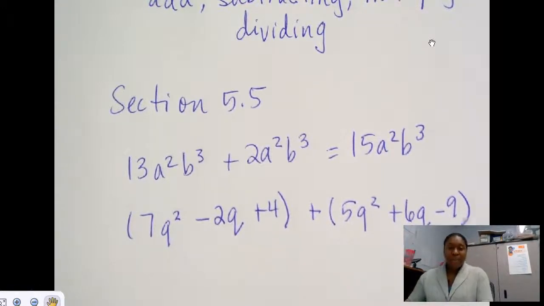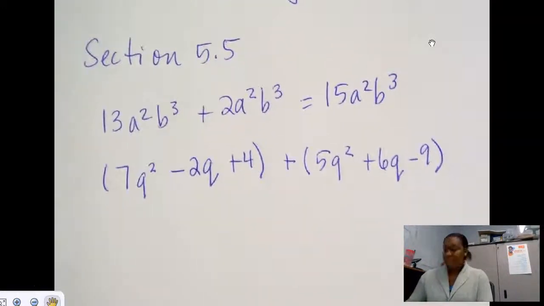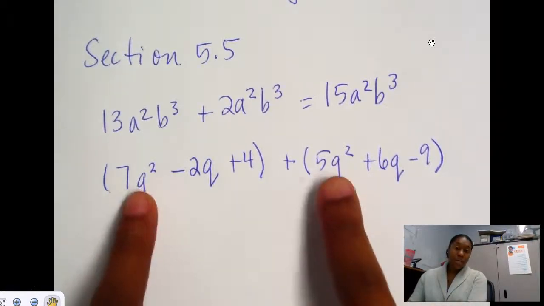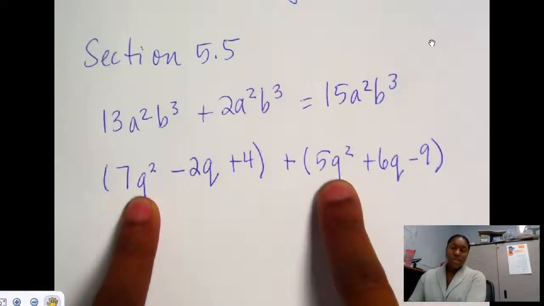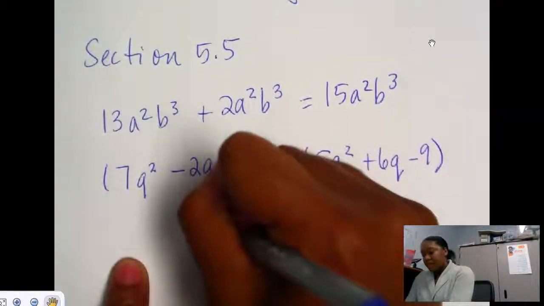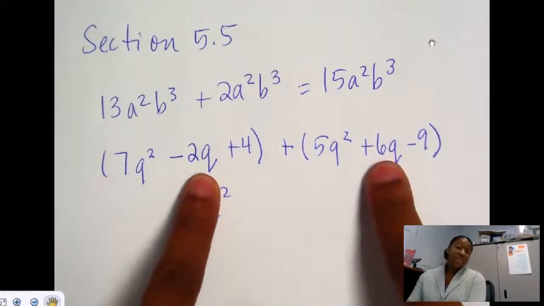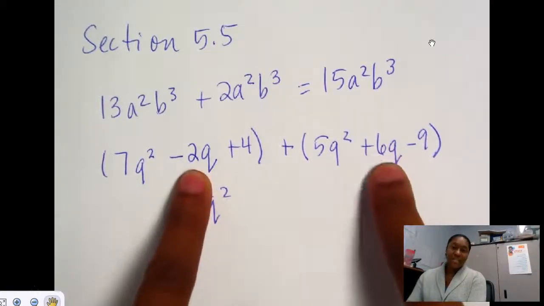Okay, guys? If I look at this particular problem, you notice that these two terms have a q squared, so we're going to add those together. That would become 12q squared. Now I'm going to combine these two that have one single q, right? So we have negative 2 plus 6. Remember, opposite signs, subtract, and keep the sign of the bigger number. So this is positive 4.